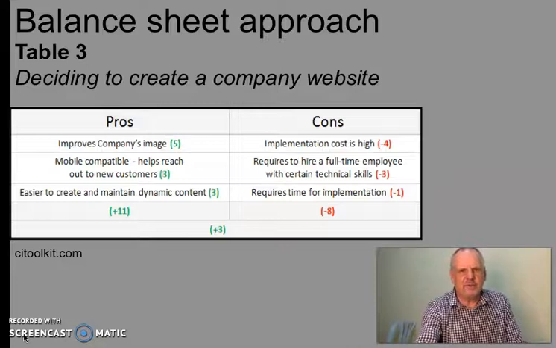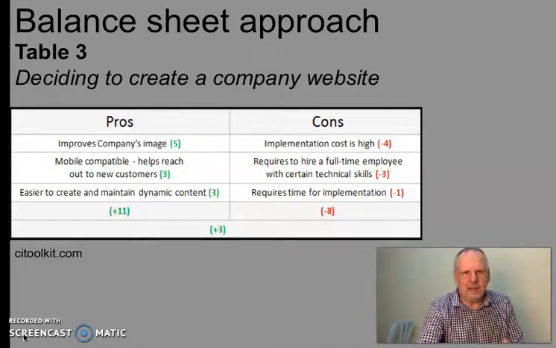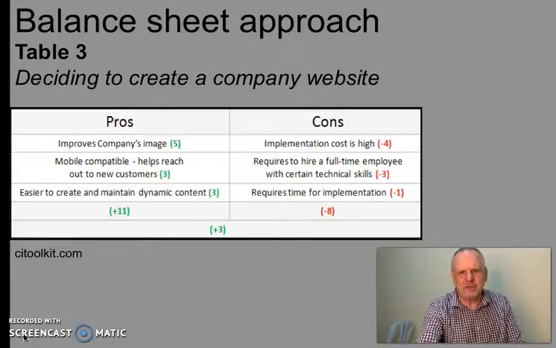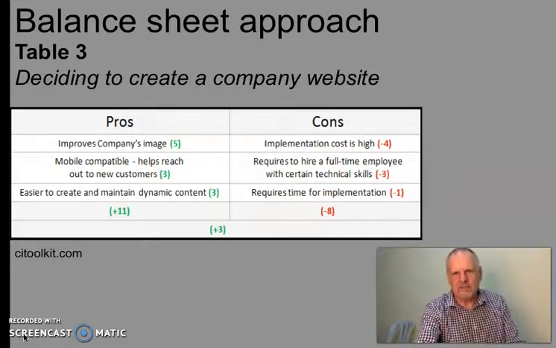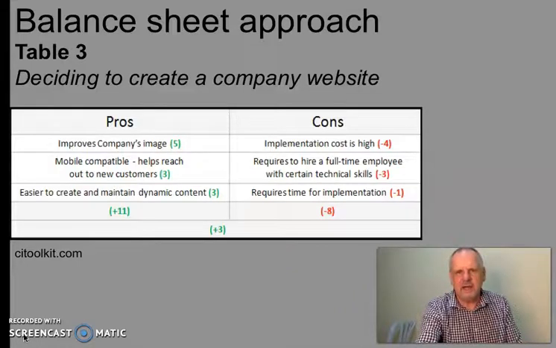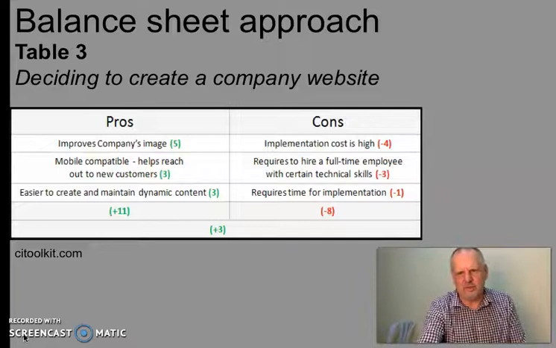So in this example, it's create a website. And you can see that each of the pros or cons has a number attached to it, and the higher the number, the more important it is. So -4 is actually a high number, right? So implementation cost is high, so it's -4. But also in the cons, requiring time for implementation, that's a low number, 1. So yeah, it's an issue, but it's not an important issue.